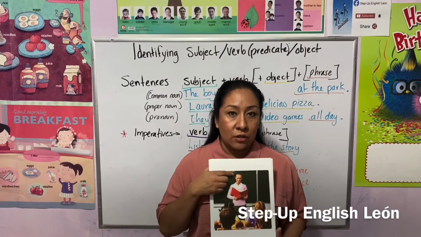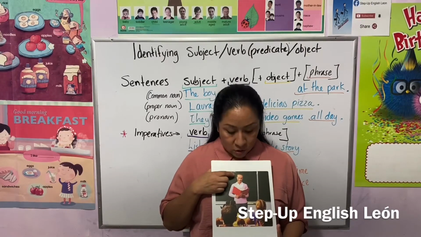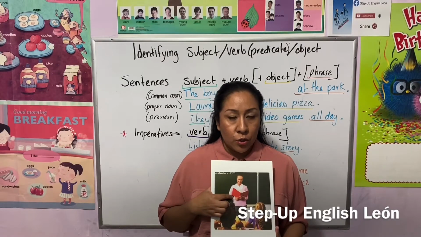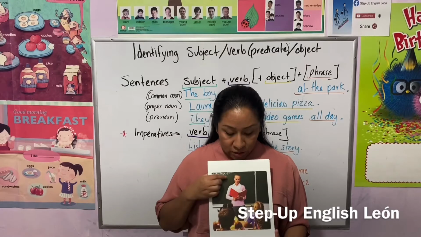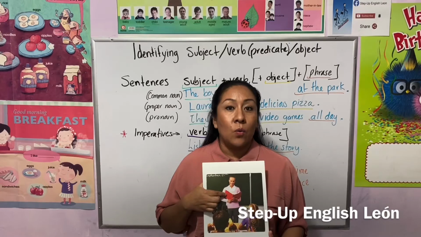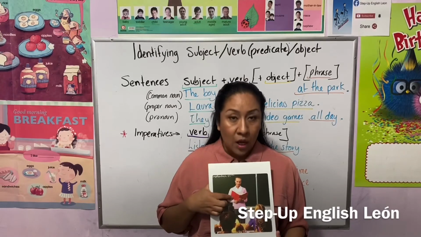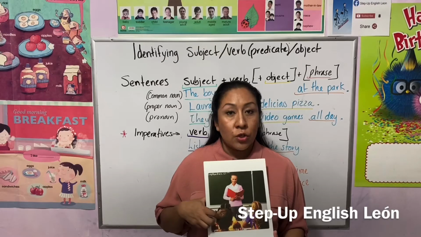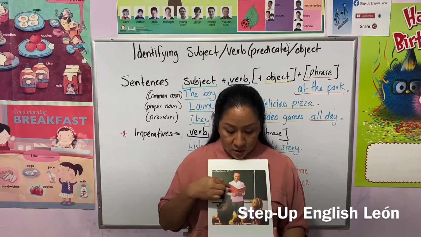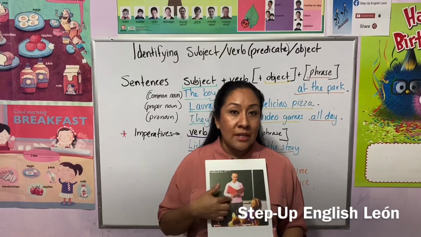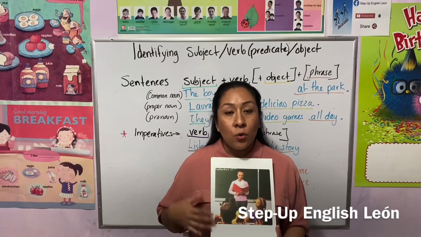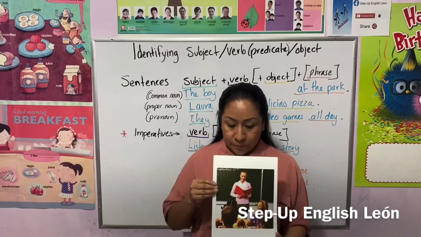I have a teacher. What does she do? She reads. What does she read? A book. To whom? To her students. So who does the action? The teacher. What action? Reads. What does she read? A book. To whom? To her students. So she reads a book to her students. The subject is the teacher. The action is reads. The object is the book. And we have a phrase that tells us who she is reading to. Okay?